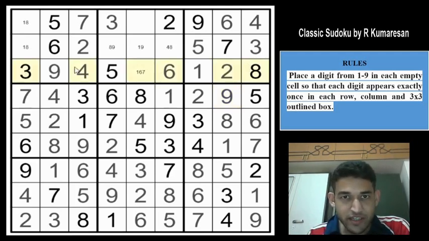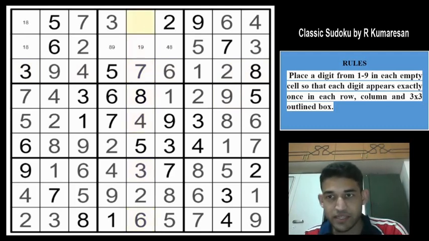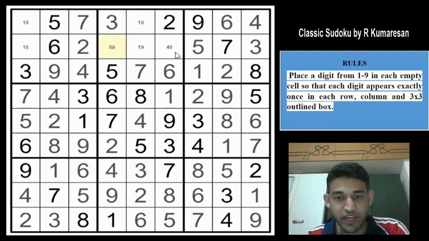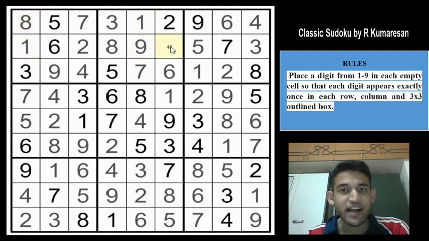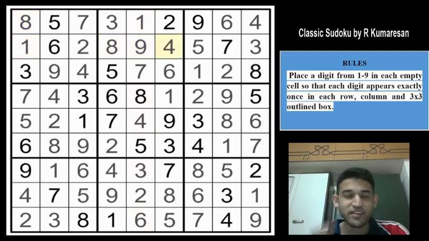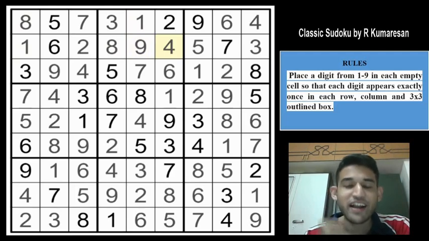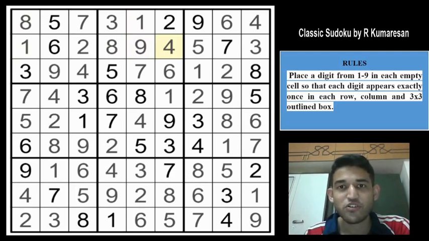So in row 3, the only possible cell left is 7. So we can place the 7 here. And two digits left in column 5 are 1 and 9. So we can pencil mark them. So this is 1 and 9, which gives an 8 here. Eliminates the 9 from there. So this will be an 8, this will be a 1, this will be a 9. And this is a 4. And that completes this absolutely great and fun to solve classic Sudoku by Kumaresan.